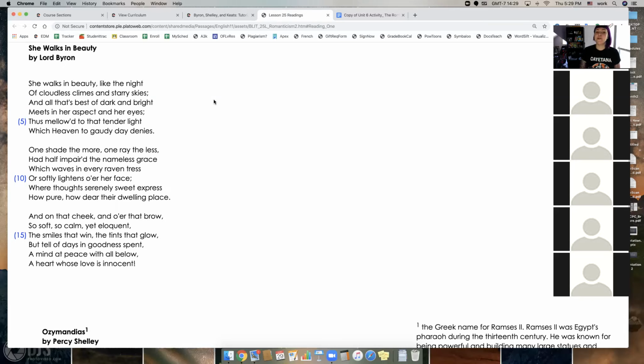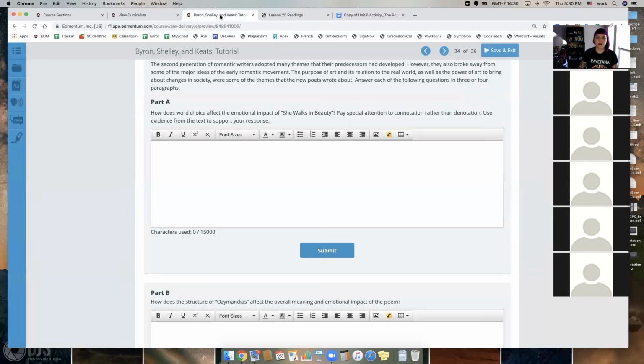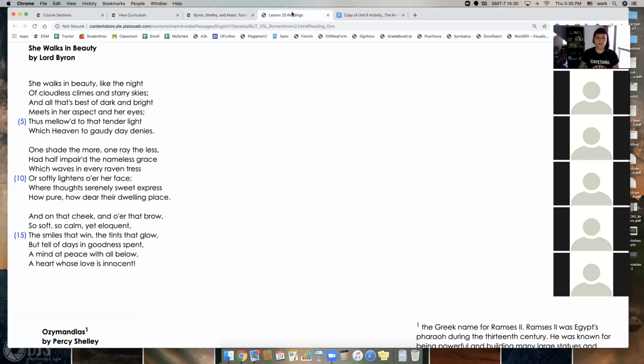Interestingly enough, this one happens to be sort of a love poem. So he's obviously describing somebody that's beautiful. She walks in beauty, like she's beautiful, nameless grace. He talks about her hair, her face, her expression. But he does more than just talk about her beauty. So we're talking about how word choice affects the emotional impact. Okay, sorry. Sometimes I forget very quickly what we're actually doing.